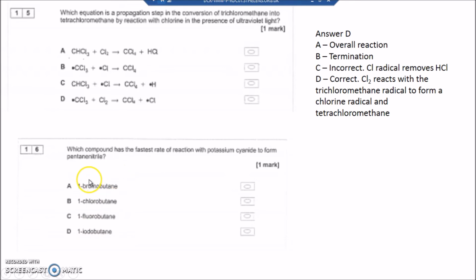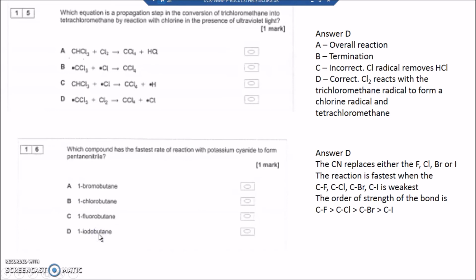Which one will go the fastest? It's the one with the weakest bond. The one with the weakest bond is the largest atom because the shared pair of electrons are not held as tightly. So the iodobutane has got the weakest bond. Iodine is the atom at the bottom of group 7, the larger atom, and so that's going to have the weakest bond.